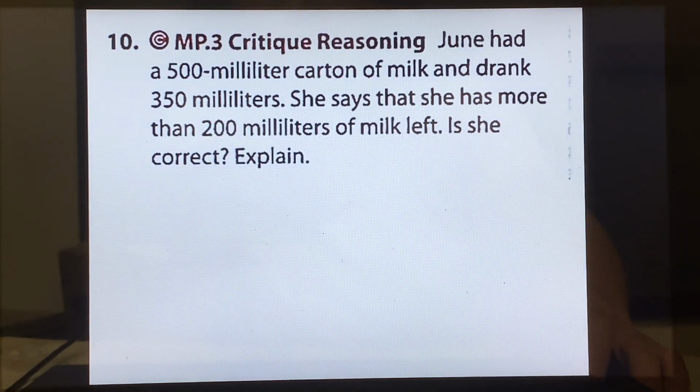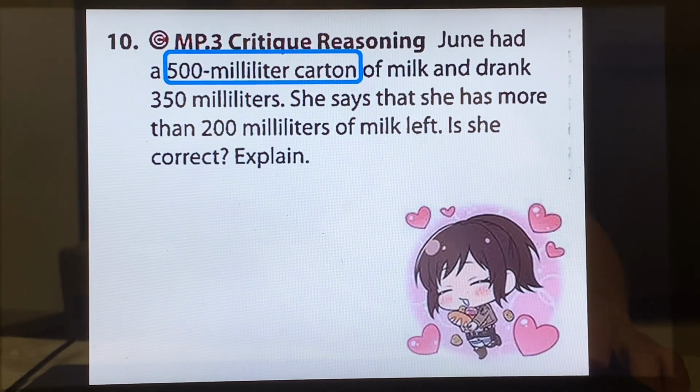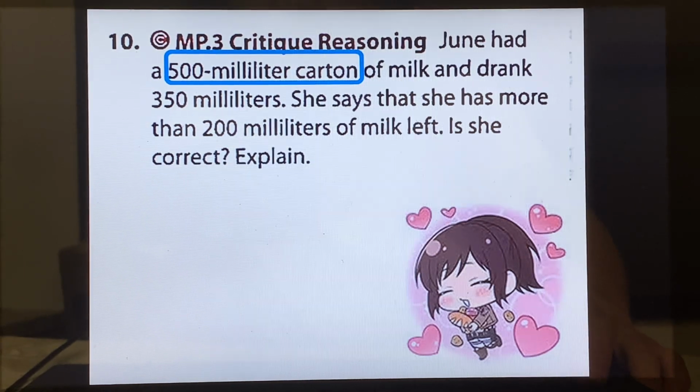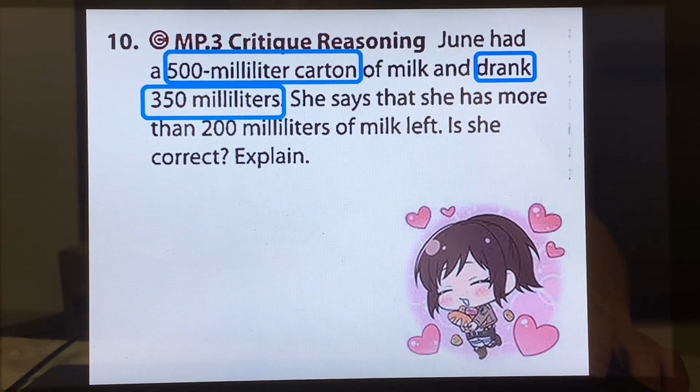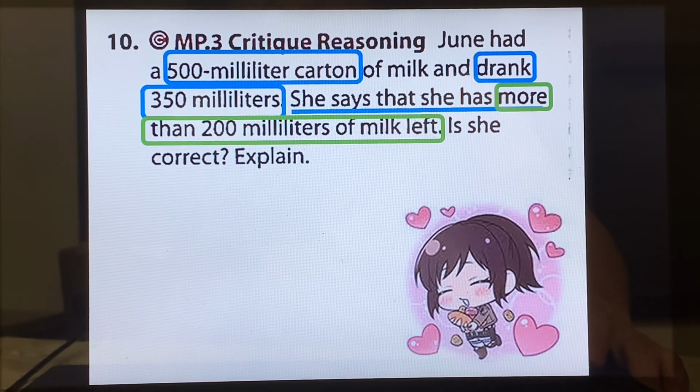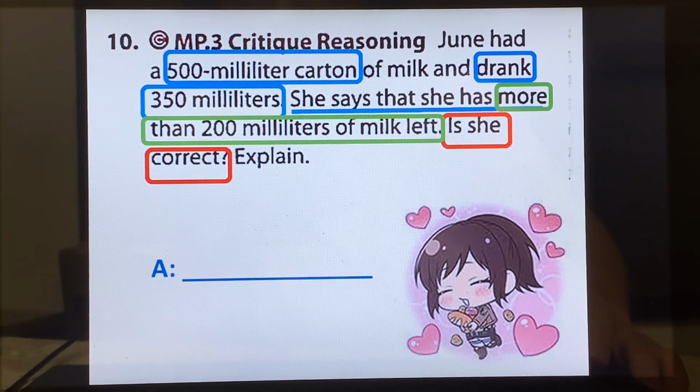10. June had a 500 milliliter carton of milk and drank 350 milliliters. She says that she has more than 200 milliliters of milk left. Is she correct? Why or why not? If the answer is yes, you have to explain why. If the answer is no, she's not correct, and you also have to explain why not.